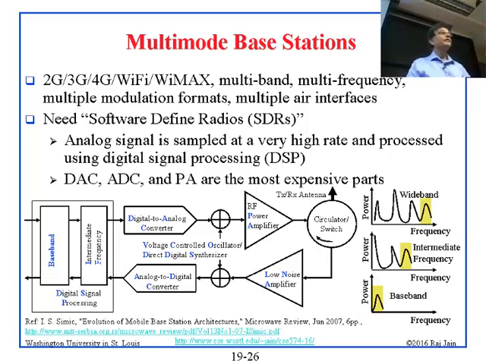Okay. So the point is that in the radio, the analog parts are very expensive. They consume the most money and most power as well, and cause the most problems. The D to A converter, the A to D converter, and these two amplifiers are the expensive parts of it.